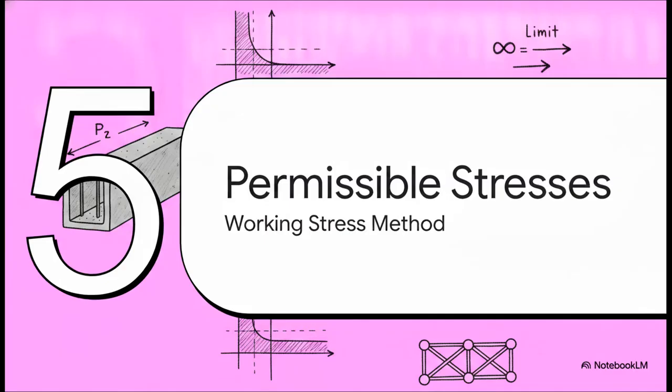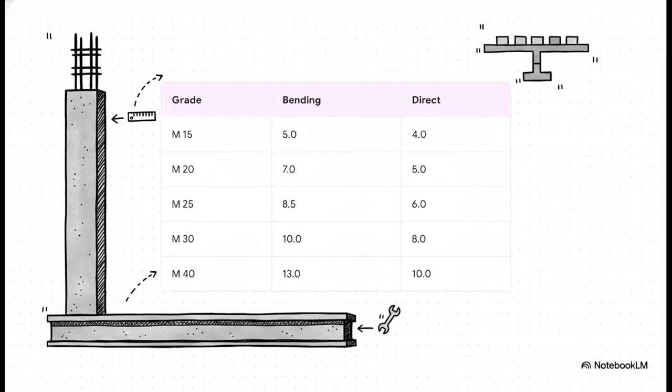Finally, we hit Section 5, Permissible Stresses in Concrete, specifically Annex B, the working stress method. So the bottom line here is how you match the exact grade of concrete to its safe compressive limits. You can see that an M15 grade concrete has a permissible bending stress of 5.0 newtons per square millimeter. But if you upgrade to a stronger M40 mix, that jumps all the way up to 13.0. By religiously adhering to these strict numerical limits, engineers ensure that every single column, slab, and beam can safely carry its intended load, not just for a few years, but for decades to come.